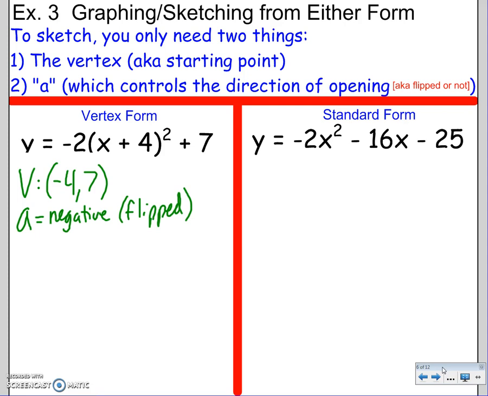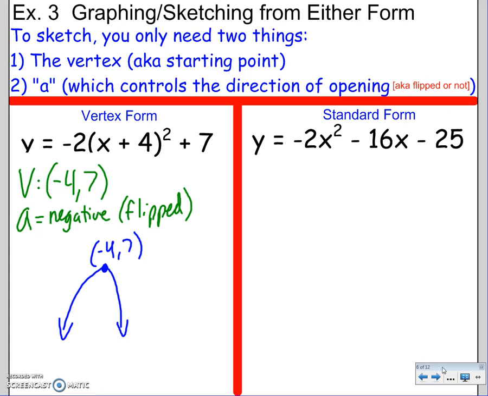So all you do is put your starting point, vertex, the -4, 7, and I'm not drawing the axes, and flip means the upside down u. That's all you need. Once you have the picture, you can do domain and range, max, min, all the other questions. Alright, this other side should be pretty much the same picture, but we have to do some work.